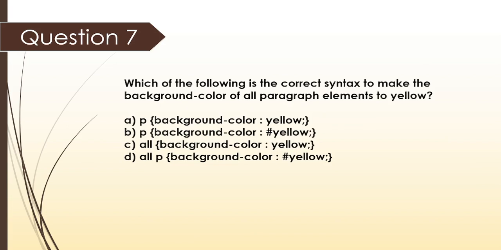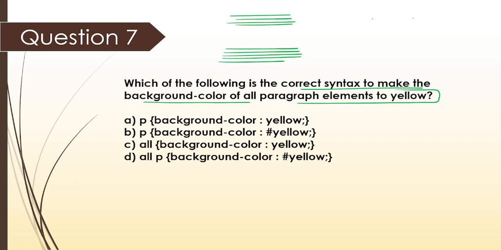Next is, which of the following is correct syntax to make the background color of all paragraph elements to yellow? Let's say I have 1 paragraph, 2 paragraph, 3 paragraph and 4 paragraph. Okay, so I have 4 paragraphs here. I want background color of all the paragraphs to yellow. So what you should note here, you should write P. P means paragraph. We are covering all the paragraphs.